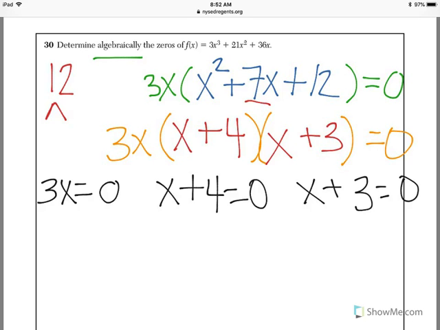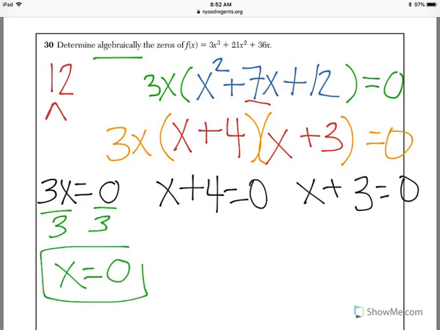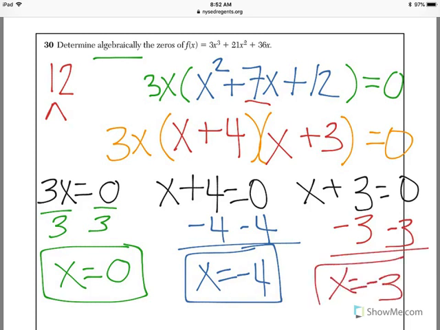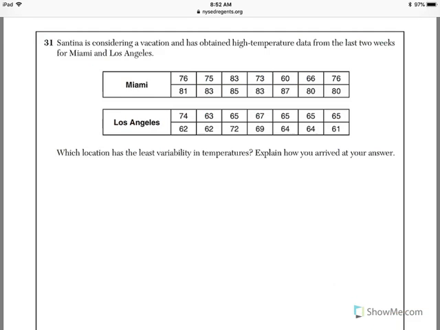Now, when 3x equals 0, in order to get x alone, I must divide both sides by 3. So one answer is x equals 0. To get x alone here, I need to subtract 4. So my second answer is x equals negative 4. And my last answer, when I subtract 3, is x equals negative 3. Now normally we're used to finding only two answers, but because this is a cubic function with an exponent of 3, we now have the opportunity to see 3 answers.